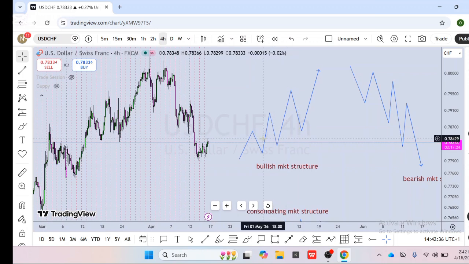Another one again, a bullish market structure breaks its highs and protects its lows. You can see as it's moving, this is where it started from. The low is protected. It came back and it did not take out this low. It keeps breaking its highs. So this is what a bullish market structure is all about.